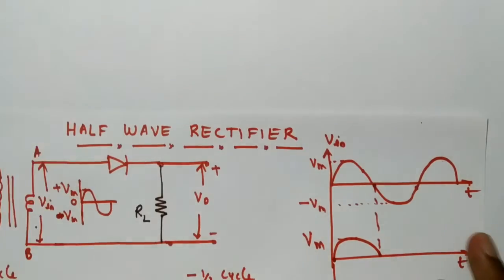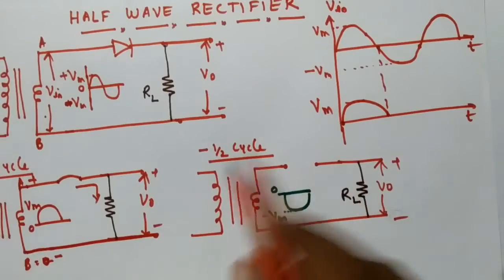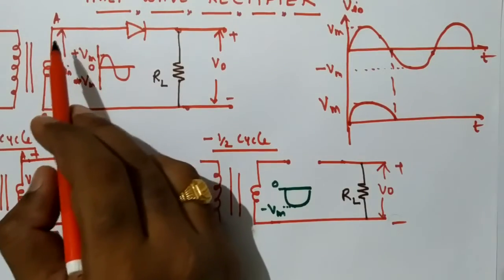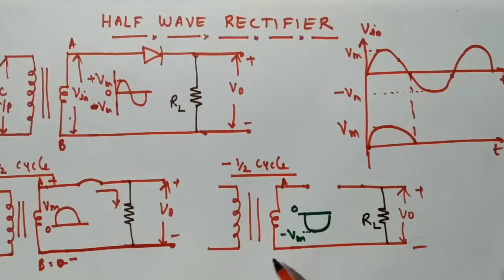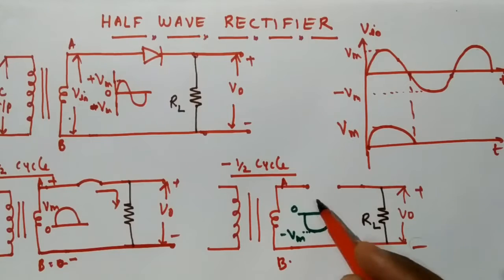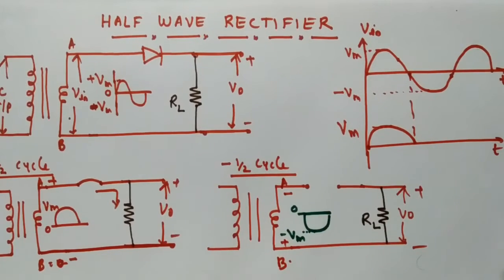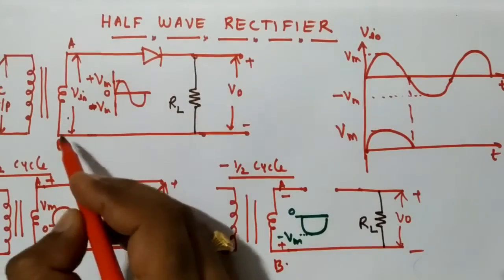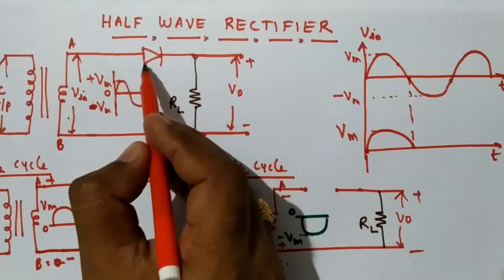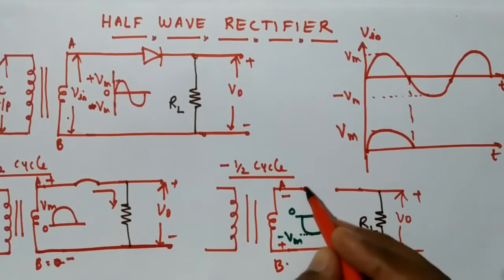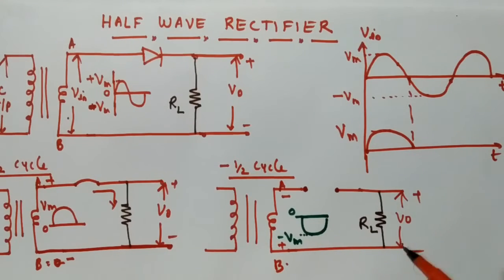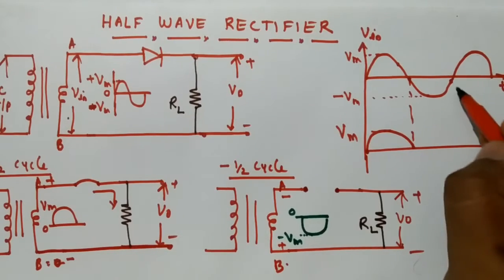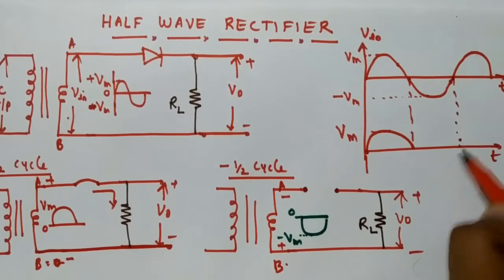Now what happens in the negative half cycle? Now see this diagram here. In the negative half cycle, this is the input signal, this is negative. Now this is A and this is B, and A is now at lower potential compared to B. A is at lower potential, B is at higher potential, therefore D becomes reverse bias. Therefore, it acts as an open switch. If the diode acts as an open switch, no current flows through RL. Therefore, what is the output voltage across RL? That is 0. So, in the negative half cycle, the output voltage is 0.